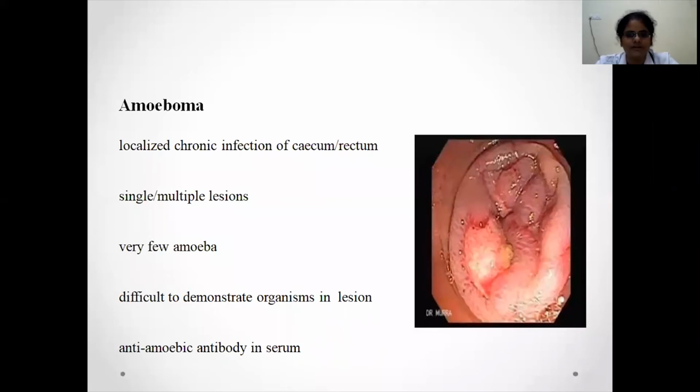If you do a biopsy, you may find the trophozoites. That will be the main differentiating feature from carcinoma. In carcinoma, you will have the respective histopathology picture. In these patients, serum antibodies will be there.